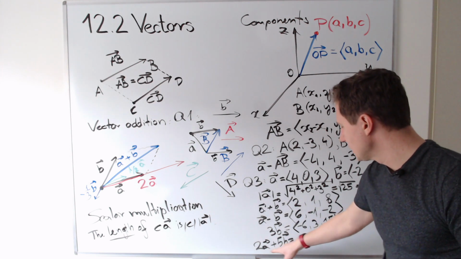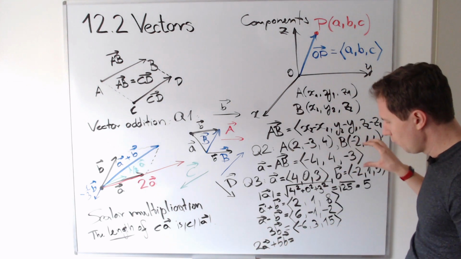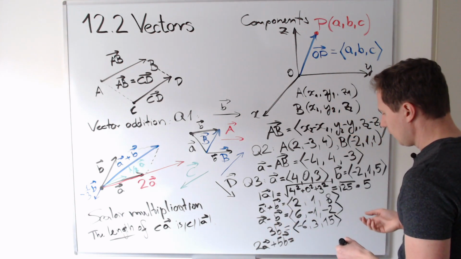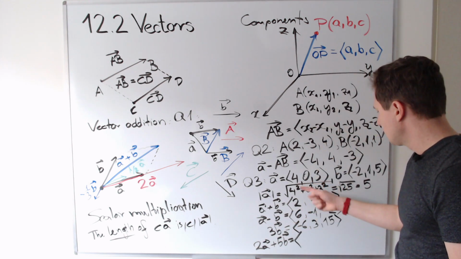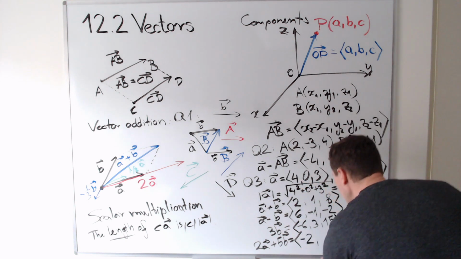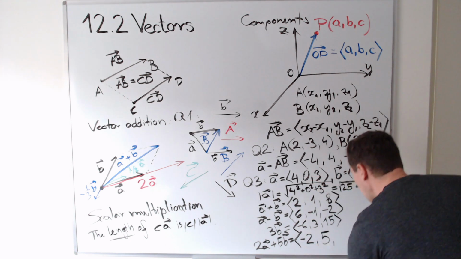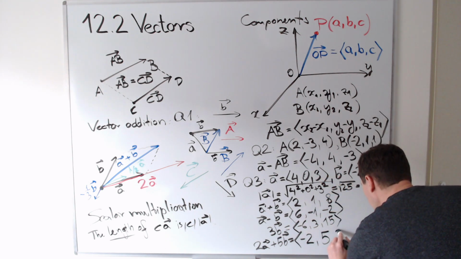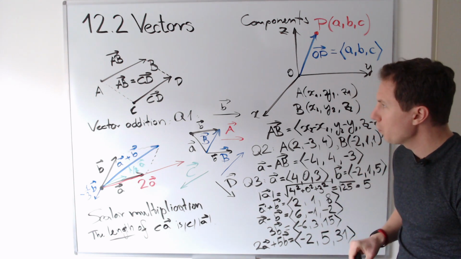And finally, to form this linear combination 2A plus 5B, you multiply A by 2, B by 5, and then just add those multiples of A and B component-wise. So 2A plus 5B in the first component will give you 8 minus 10, that's -2. In the second component, 0 plus 5 will give you 5, and in the third component, 6 plus 25 will give you 31. So these are the answers to question 3.